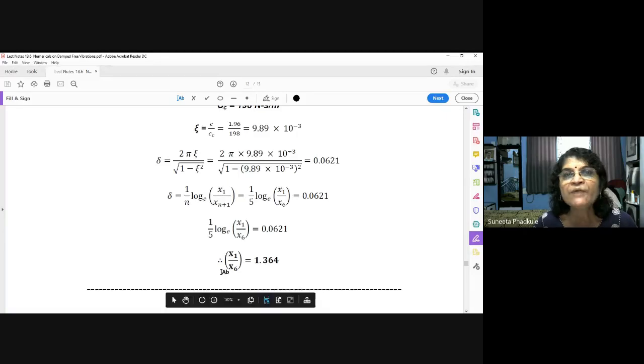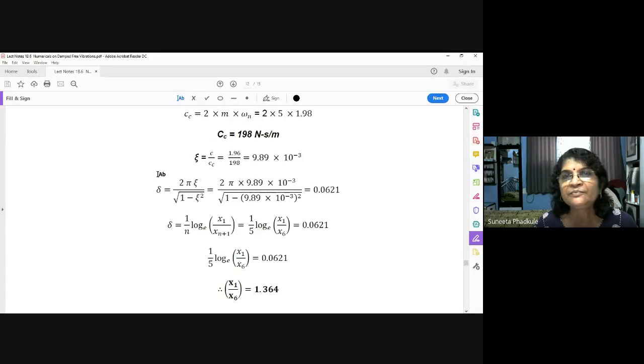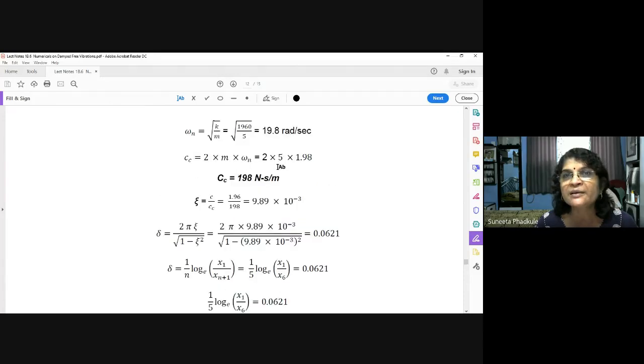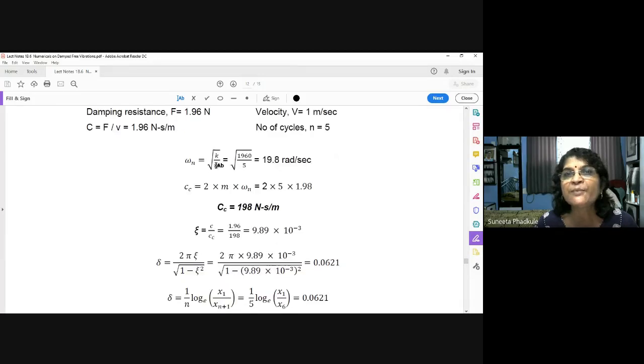Okay, how will you find out delta? See, this is the formula for delta, which will connect delta and zeta. So if you can find out zeta, you can find out delta. So now your aim is to find out zeta. How will you find out zeta? From the ratio C upon Cc. C is directly given. Cc is 2m omega n. Okay, omega n. So how will you find out omega n? Square root of k upon m.